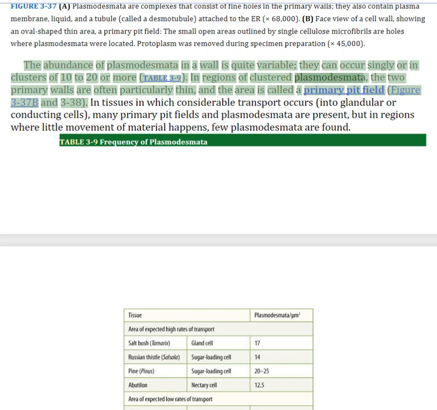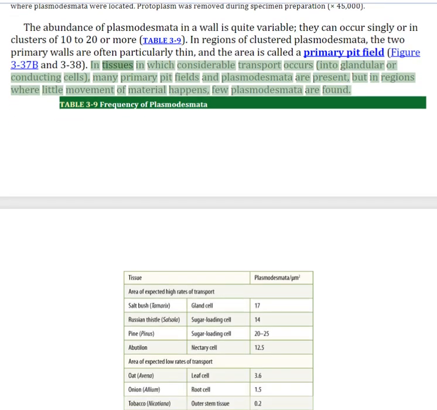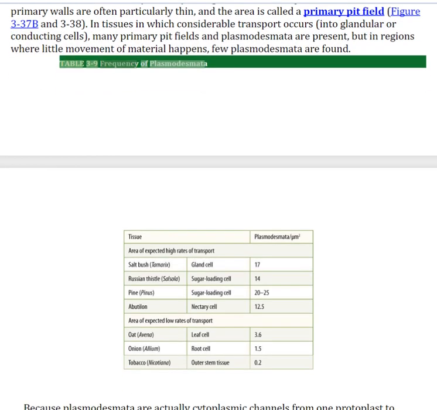In regions of clustered plasmodesmata, the two primary walls are often particularly thin, and the area is called a primary pit field. In tissues in which considerable transport occurs, many primary pit fields and plasmodesmata are present, but in regions where little movement of material happens, few plasmodesmata are found. Table 3:9 Frequency of plasmodesmata.